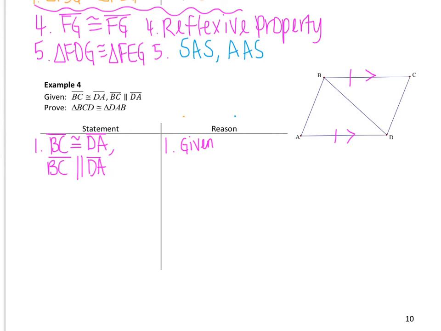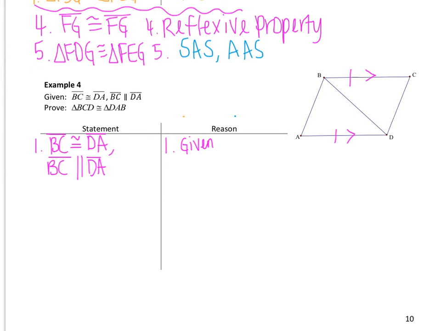Okay, so here I've marked up my picture. BC is congruent to AD, that's where the hash mark comes in. And then BC is parallel to DA, that's where that little funky arrow comes in. I'm trying to prove that this left triangle BAD is congruent to the right triangle DCB.